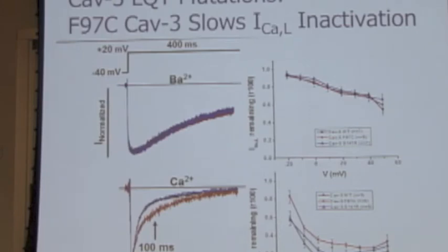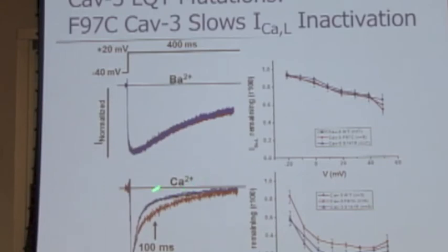Also, interestingly, if you looked at current decay, that with barium and a longer pulse shown here, 400 milliseconds. So barium looks at primarily voltage-dependent inactivation of L-type calcium current. The currents overlap. If you look at multiple test potentials, there's really no difference between wild-type, the mutation F97C, and S141R. They all show comparable inactivation measurement here, measured as the amount of barium current remaining at 100 milliseconds.